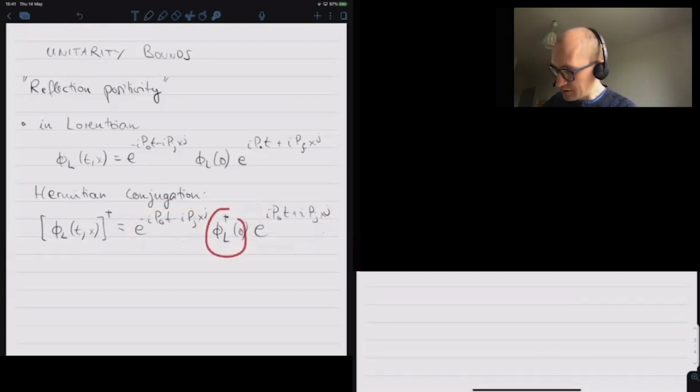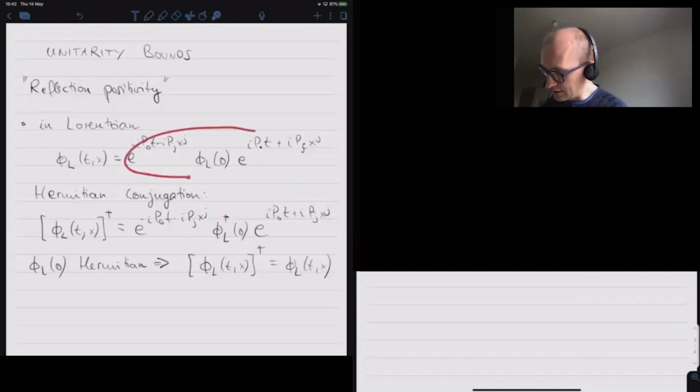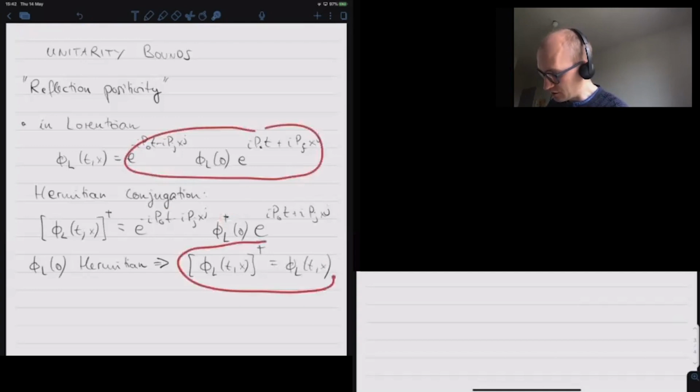Good. But what it also means is that if phi L of 0 is Hermitian, then this is also literally true for the time-evolved one. So phi L of t and x dagger is then also equal to phi L of t and x, right? Because I can just take away the dagger here, compare it to this, and see that it's the same thing, so this relation holds.